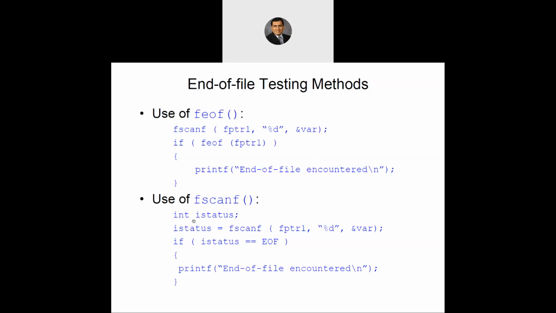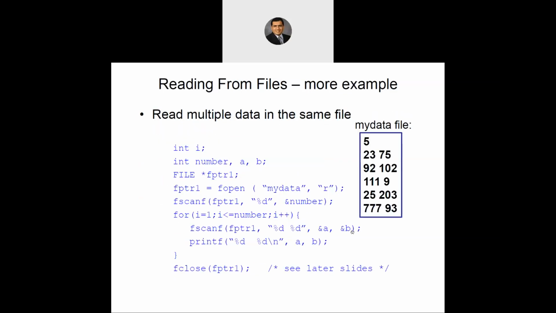Or you can create a separate variable. In this case, iStatus is equal to fscanf fptr. If iStatus is the same as EOF, we have encountered end of file. So you can implement this inside your assignment, either like this or like this. Remember, I told you this one, you can solve it without mentioning the number of rows in the beginning.